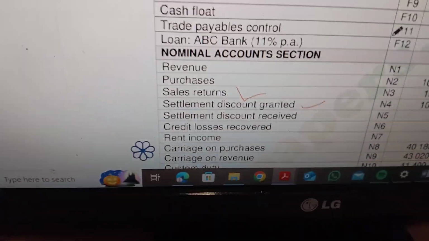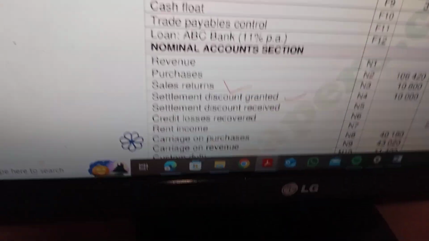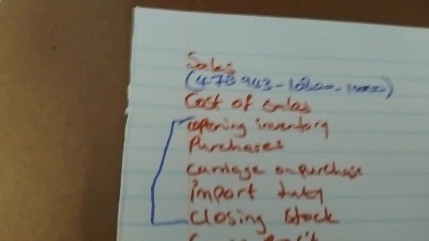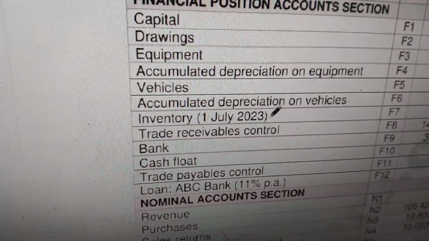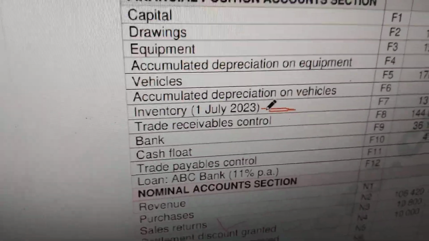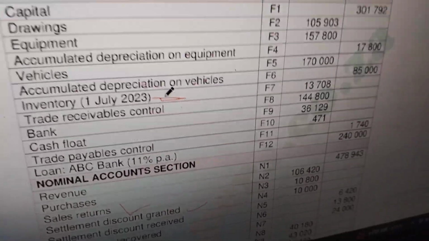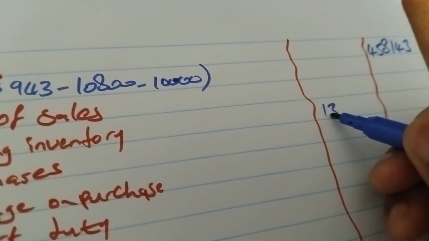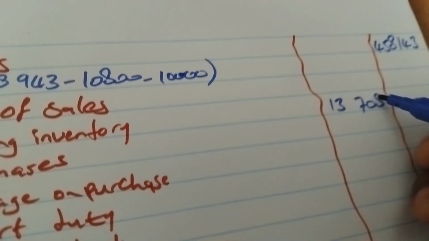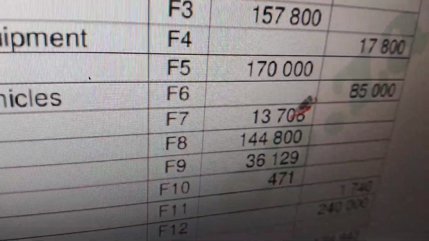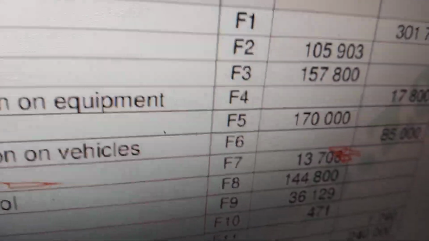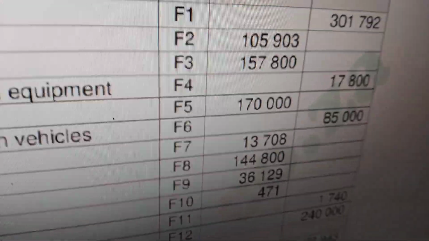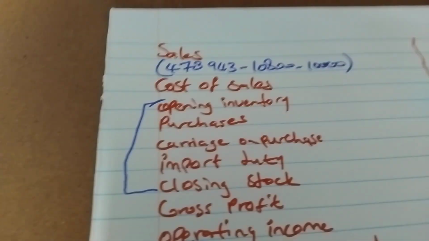So let's go and check if we are given this whole information. We are given this whole information. We're going to start with the opening inventory. This is the opening inventory. The opening inventory is 13,708. You get me? This is the opening inventory. Let's go to purchase.